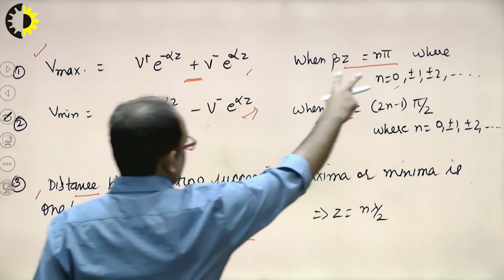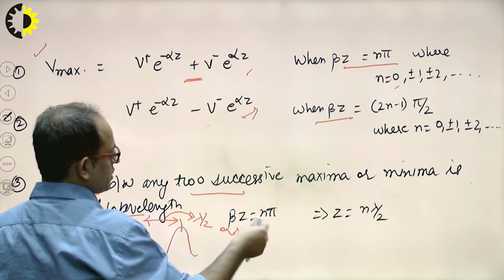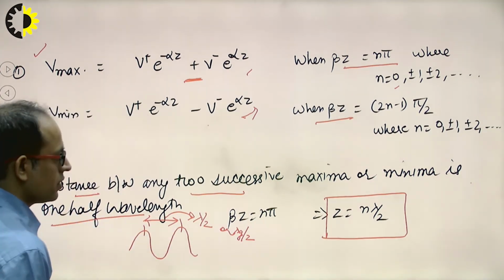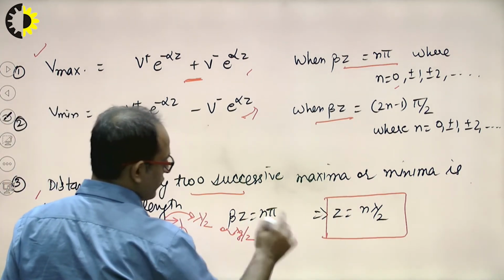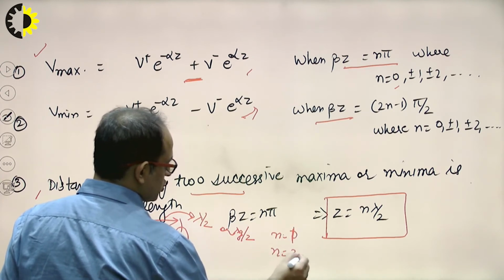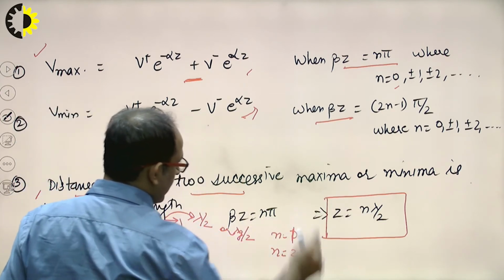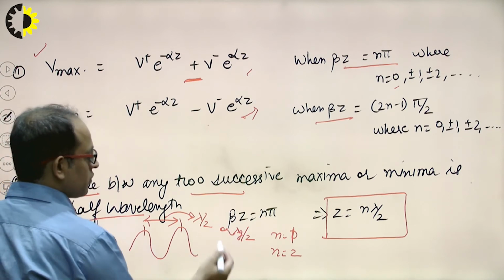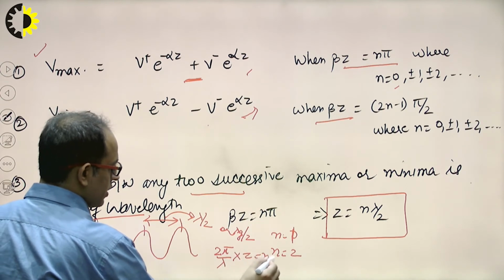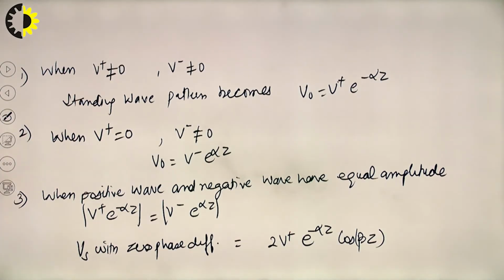So beta z equals n pi. Just put n equals 1 one time, and another time put n equals 2, and you will see that z equals lambda by 2. Or in the generalized formula, put beta equals 2 pi by lambda, multiplied by z equals n pi, and you will get z equals n times lambda by 2.